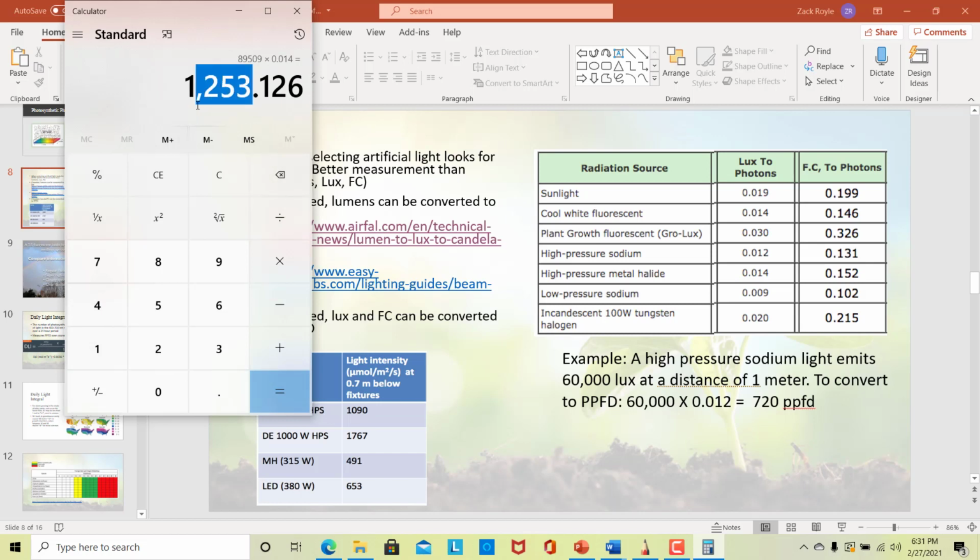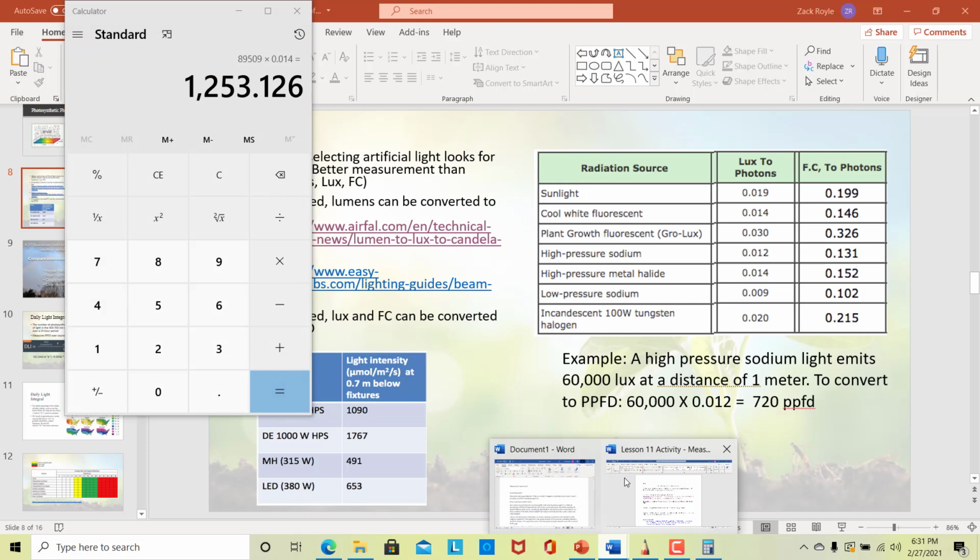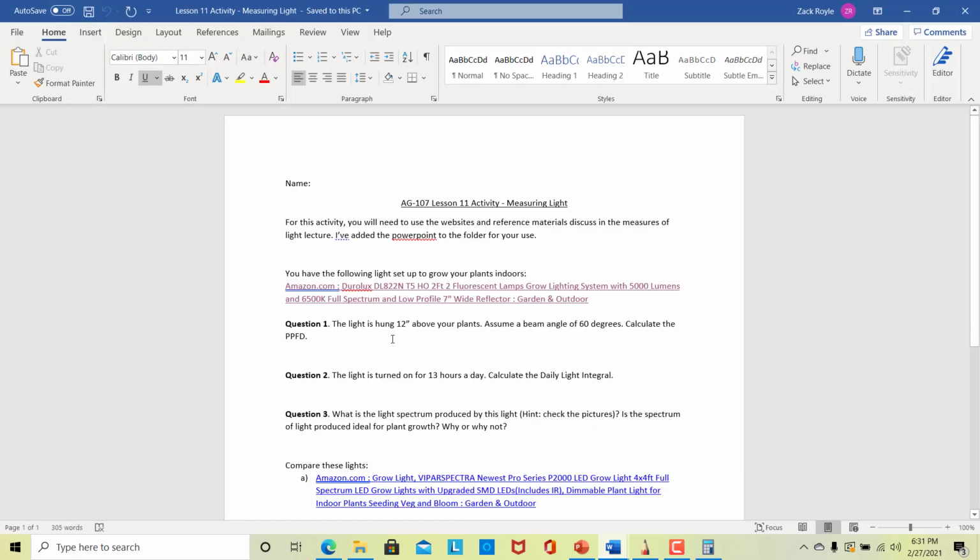So in this case, it would be 1,253, and you could just leave it as that, as a whole number. So that would be your answer for question number 1. But again, I did this with looking at 7,000 lumens, so when you do this, you have to use 5,000 lumens instead. So hopefully that clears some things up for you.